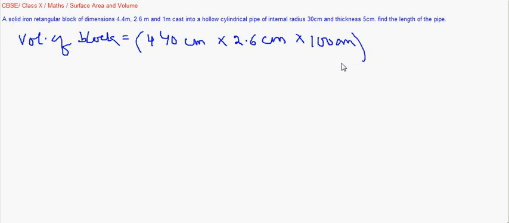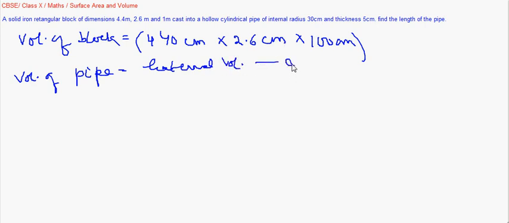This should be equal to the volume of the hollow cylindrical shape. Now the hollow cylindrical shape's volume will be the external volume minus the internal volume. Volume of pipe will be external volume minus the internal volume.